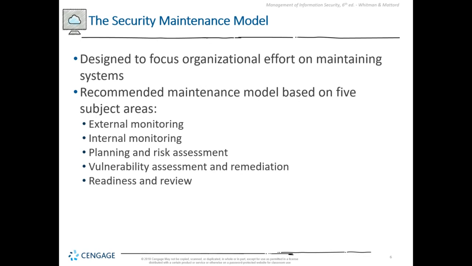The last one we're going to talk about is readiness and review. The primary goal of this is to keep information security programs functioning as designed and continuously improving. Now, a couple of ways we can do this is through a policy review, program review, and also through rehearsals and training.